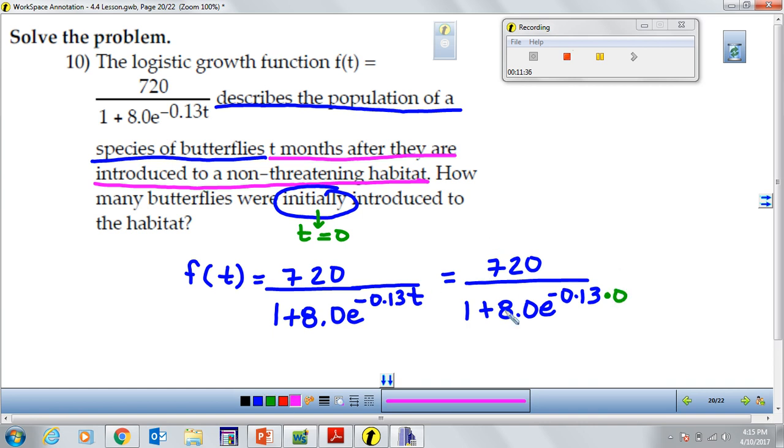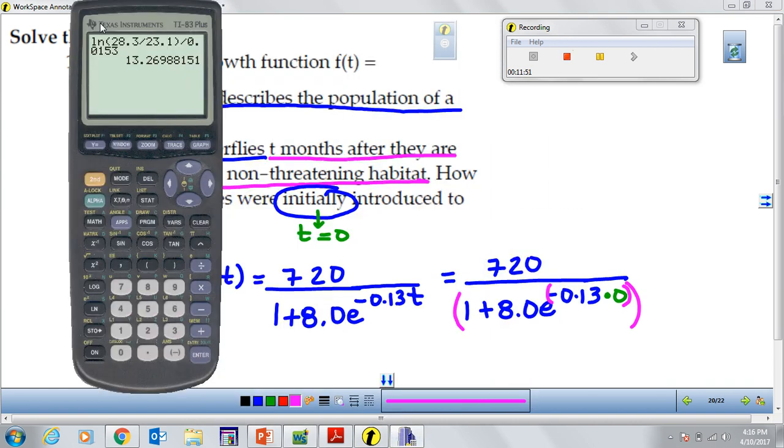When you enter all this in the calculator, because you cannot enter it all at once, you're going to put a parenthesis on the denominator. And you're also going to put a parenthesis around the exponent. So you're going to enter it the following way.